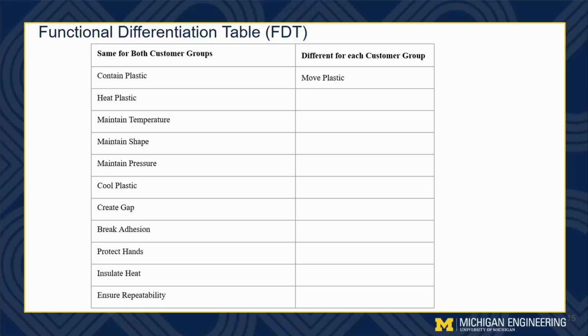Our differentiating function is to move plastic. This is different for each customer group. For one, it is used to feed the injection molding machine, and for the other, it's to feed the plastic to recycle into new filament for 3D printing.